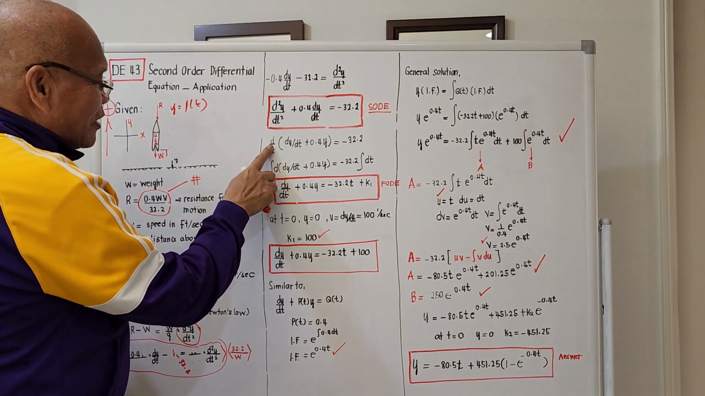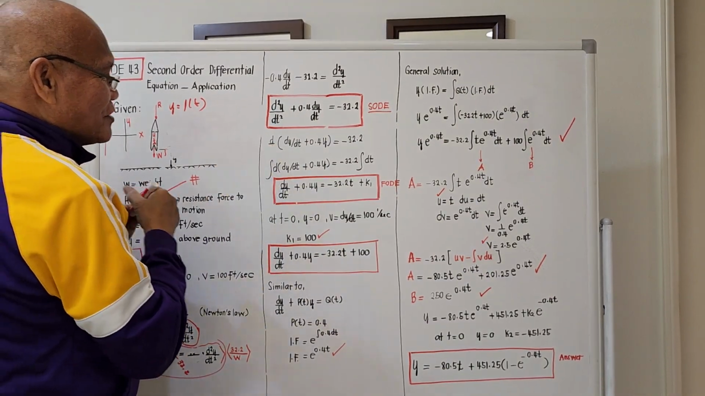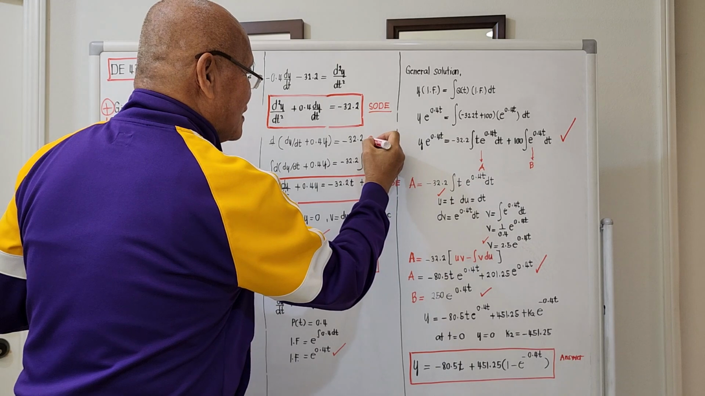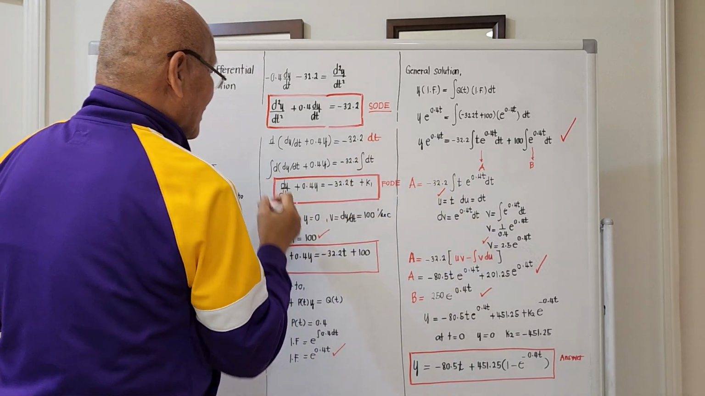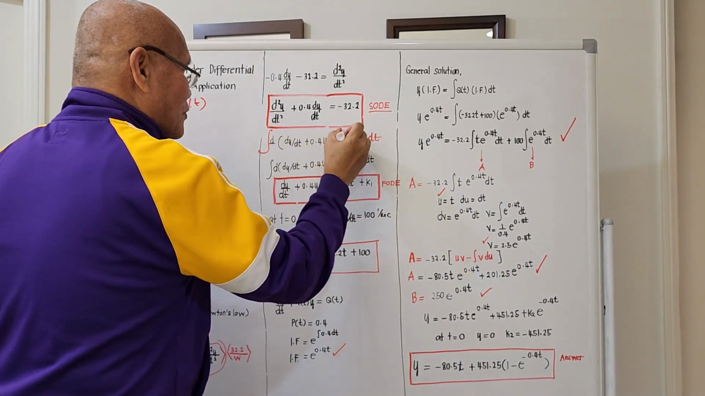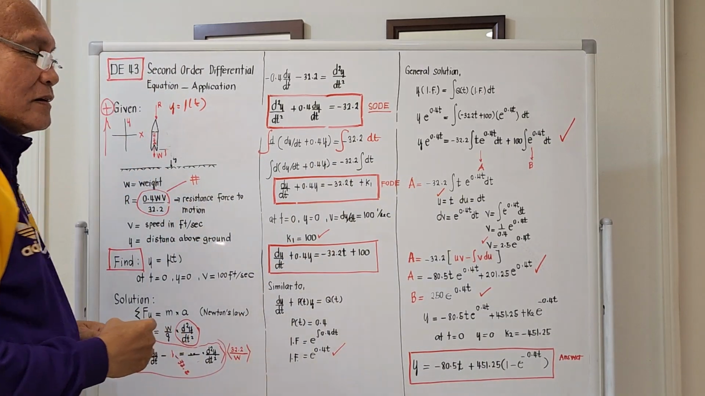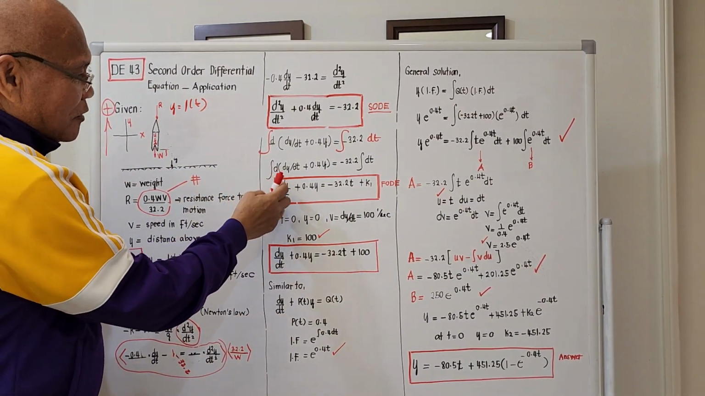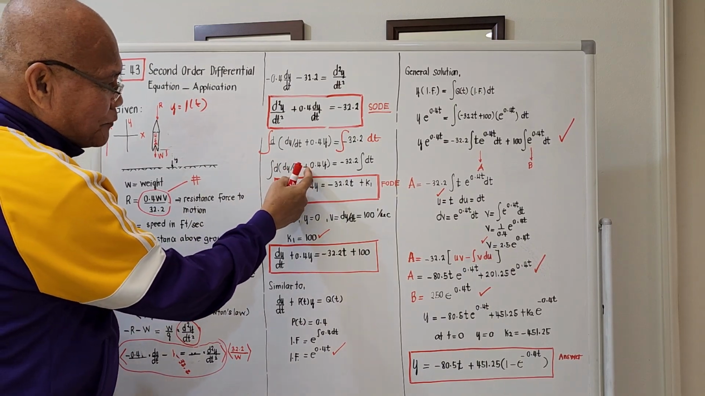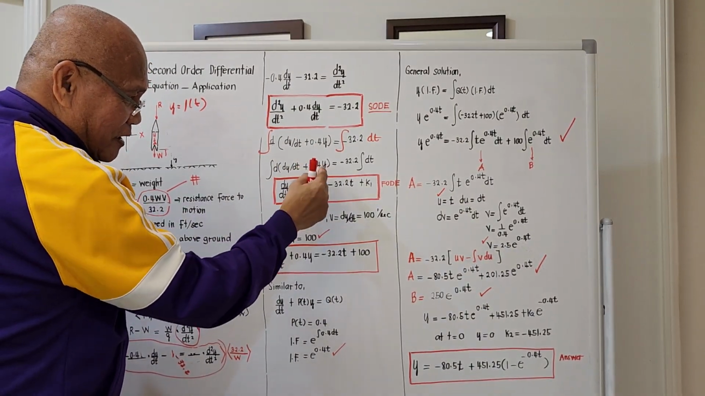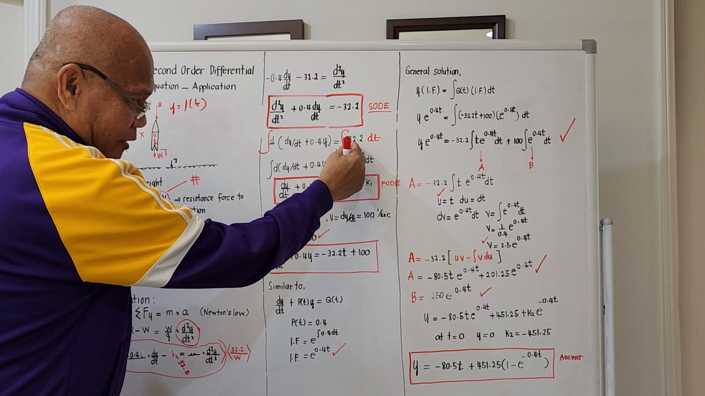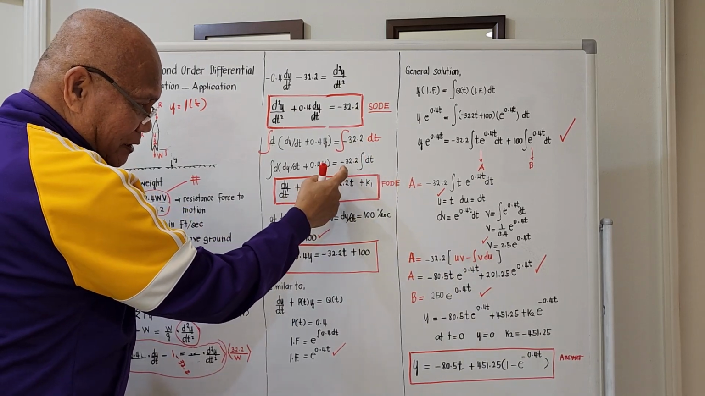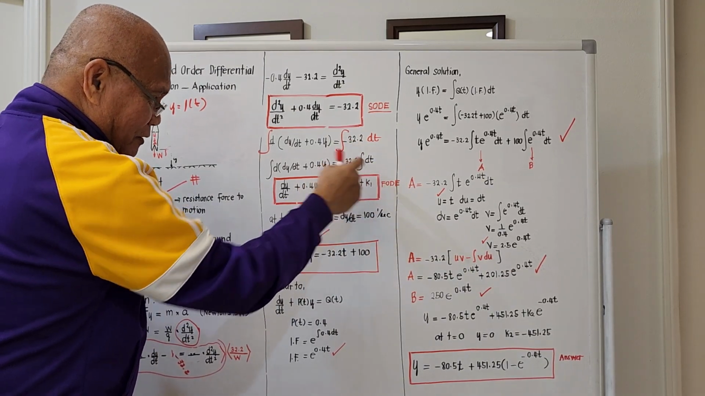We eliminate, we remove this one. We put this dt here on the right hand side. Okay? Then we try to take the integral of both sides. So the integral of the differential of (dy/dt + 0.4y) equal to, I bring out the negative 32.2, the integral of dt.